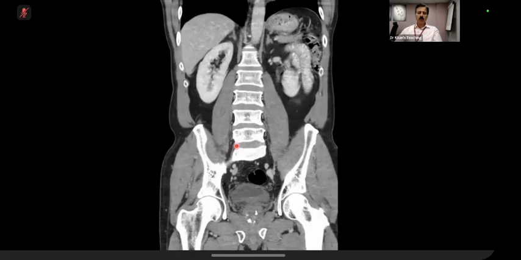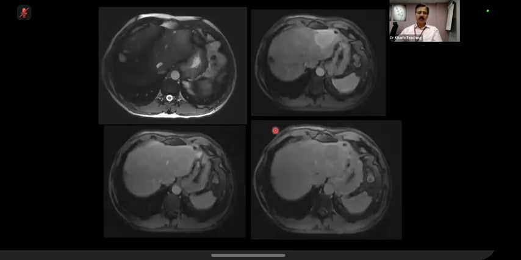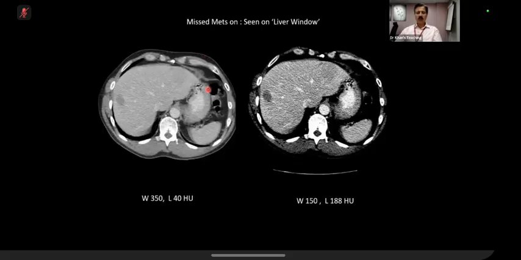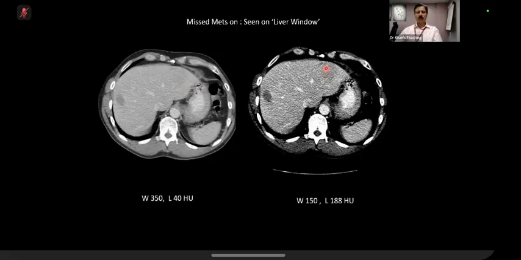Now let me show you that liver abnormality, and this on an MR then proved to be arterial phase enhancement and then washout. So this was a metastasis. If you go back to the CT, and the learning point is always look at the liver window. And there is a lesion here, very subtle, but if you go to the liver window, which is width 150 and level 188 on our CT scanner, on our PACS, should I say, this is the liver window. So that's another learning point.